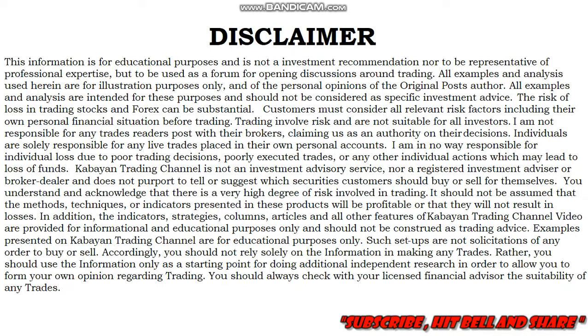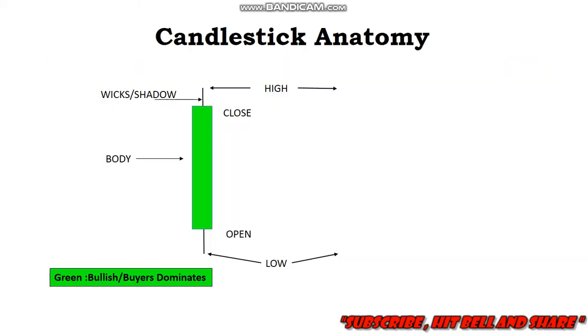So for us to understand how to trade using candlesticks, we need to know the parts of the candlestick anatomy. Here you can see this is a green candle, which is bullish, where the buyers dominate or the buyers win the specific time frame. This is the body of the candle. The extensions or the lines are called wicks and shadows. Then the distance of the body from down here until here we call the spread.